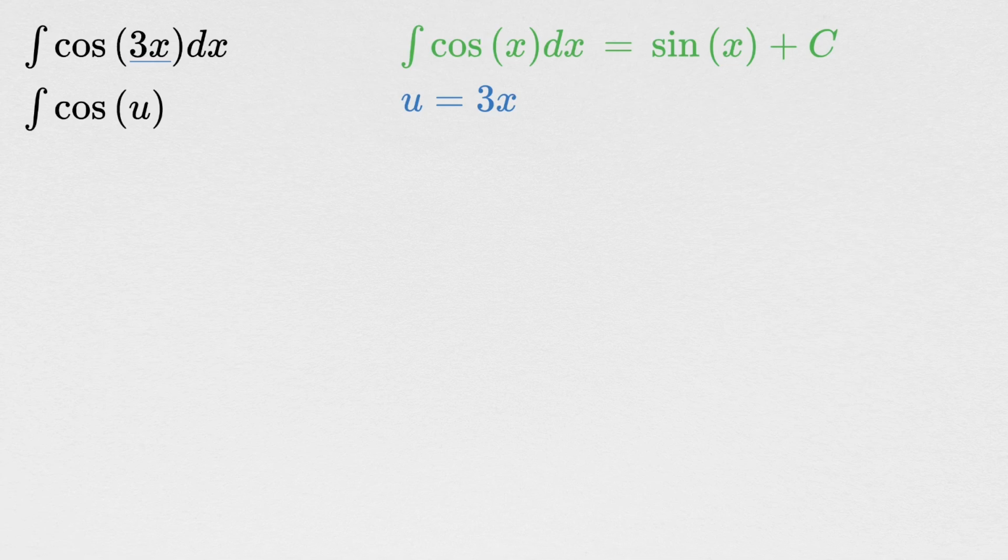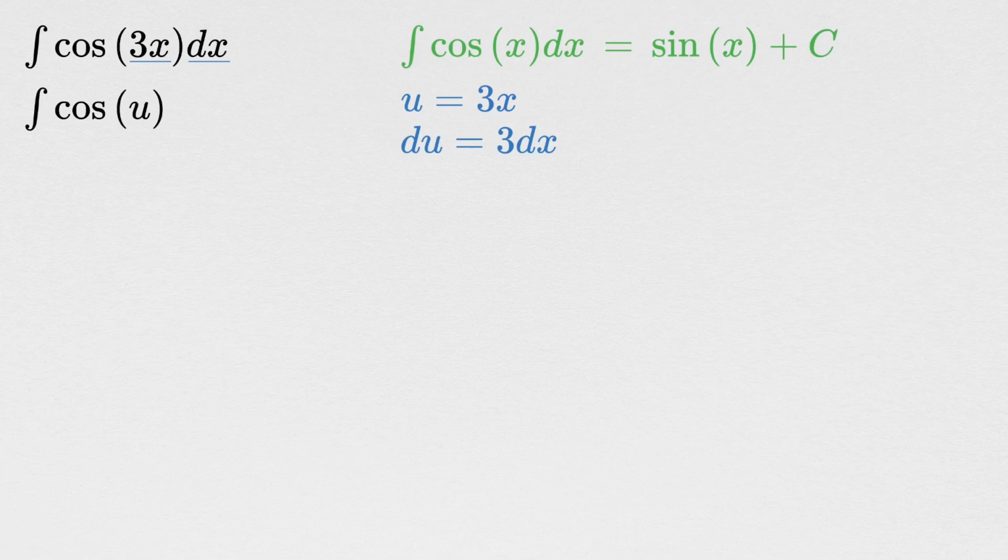But if we make that substitution, we need to integrate with respect to u, not with respect to x, so we need to replace dx with an expression involving du. To find this expression, differentiate u equals 3x with respect to x on both sides, getting du/dx equals 3. Then multiply both sides by dx, getting du equals 3 dx. We can add this to our list.